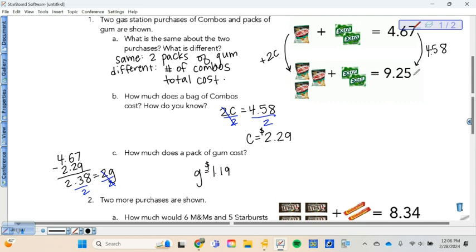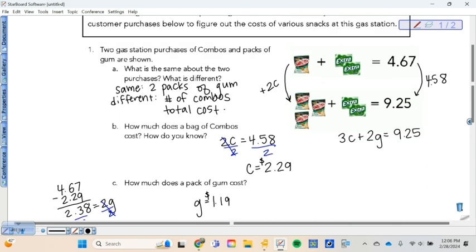So I'm going to rewrite this purchase as an equation instead. So I've got 3 combos, right, plus 2 packs of gum, which equaled $9.25. And can you write this top purchase? How do I write that as an equation? Exactly. 1C plus 2G equals 4.67.